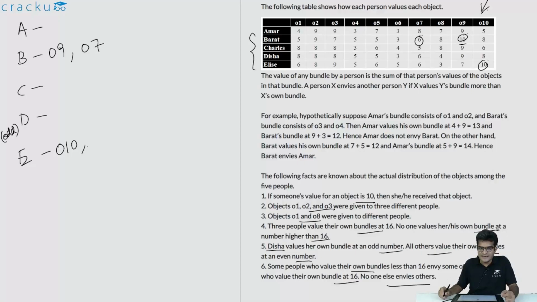Next, if you are looking at E, E has already received a 10. Now he needs an even number which is less than or equal to 6. That even number should be either O7 or O5 or O1. It cannot be O7 because O7 was given to Bharat. So E will be getting either O1 or O5.